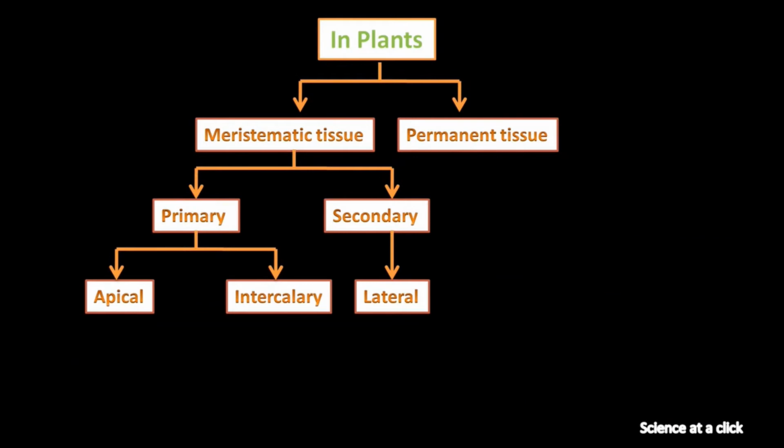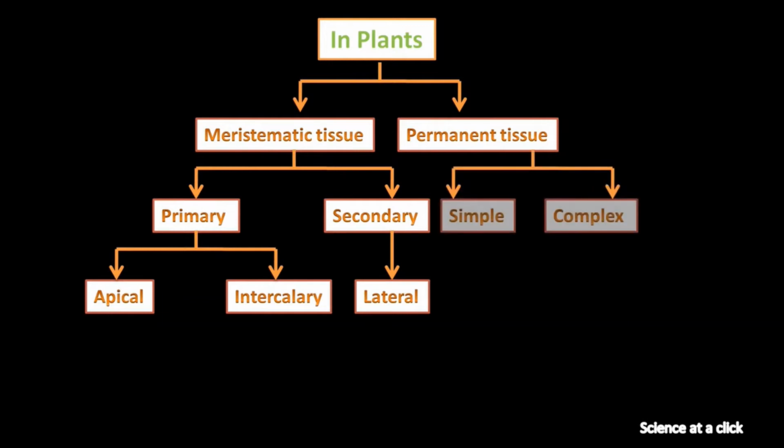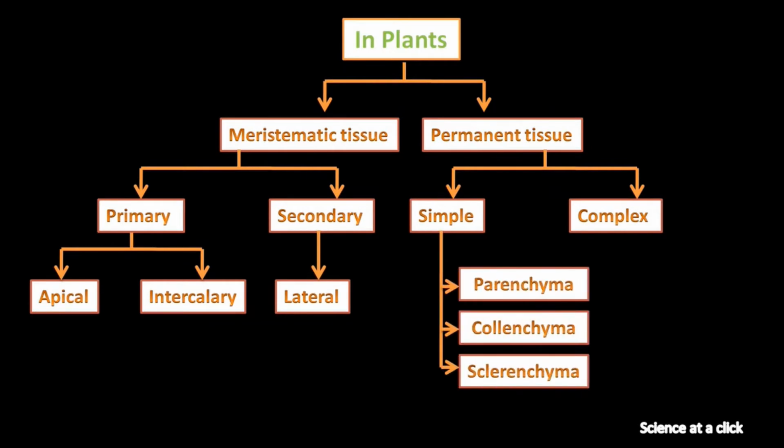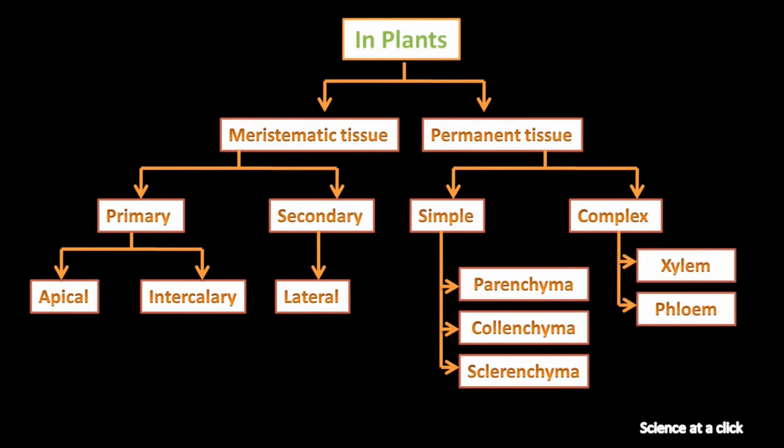So this was about the meristematic tissues. Let us see what are permanent tissues. Permanent tissues are the ones where the cell lose their ability to divide further. These consist of two types, simple and complex. The simple consists of parenchyma, collenchyma and sclerenchyma, whereas the complex is of two types, xylem and phloem. We'll study about each of them in the subsequent slides.